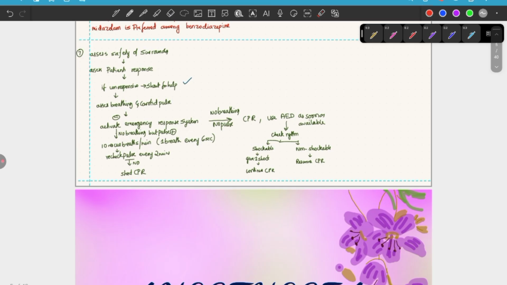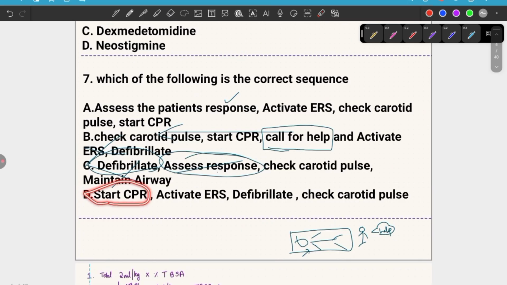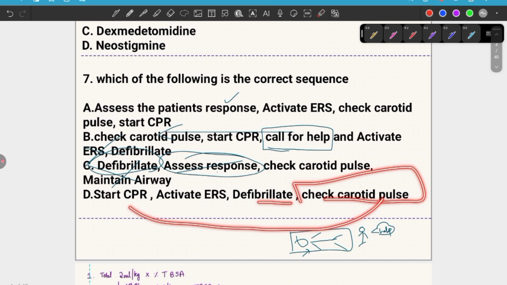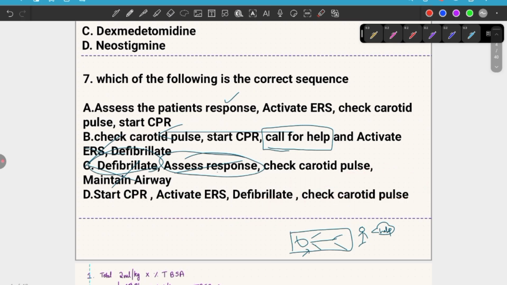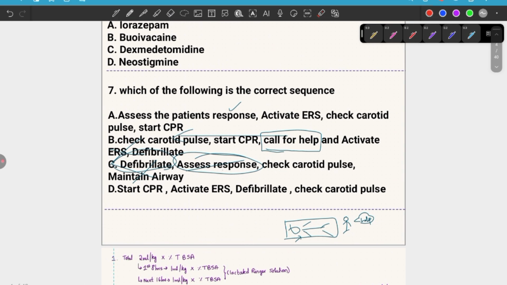Okay, option D: start CPR, then activate the emergency response system, then defibrillate, check carotid pulse. Before starting CPR, you have to check the carotid pulse, not after starting CPR. After starting CPR also you have to check, but before starting, this option is wrong. So only option A is good enough here. Okay. Thank you.